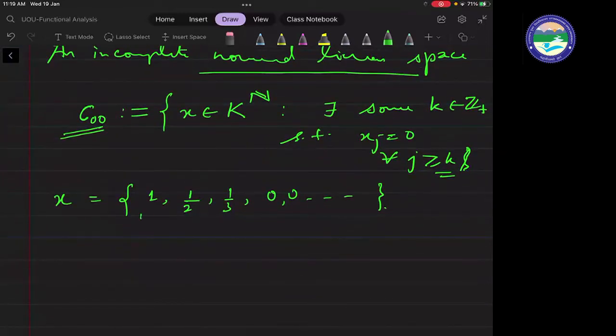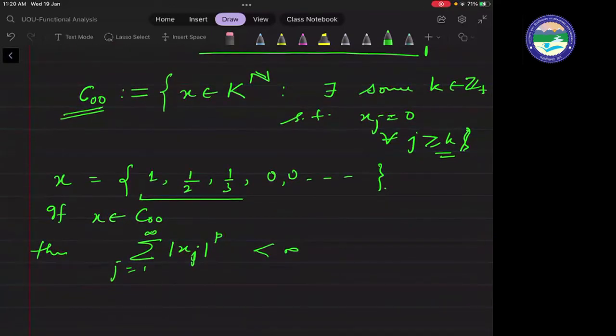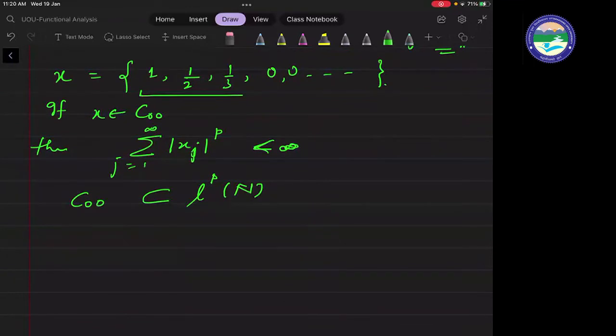So since there are only finitely many non-zero numbers, okay, and the sum of finitely many numbers is also finite. So this means if x belongs to C naught naught, then summation of |xj|^p is finite. Why? Because after a certain stage, all terms are zero. Keval finite hai aur finite terms ka sum finite hoga. So this means this C naught naught is a subset of LP. Okay. Is this clear to everyone?